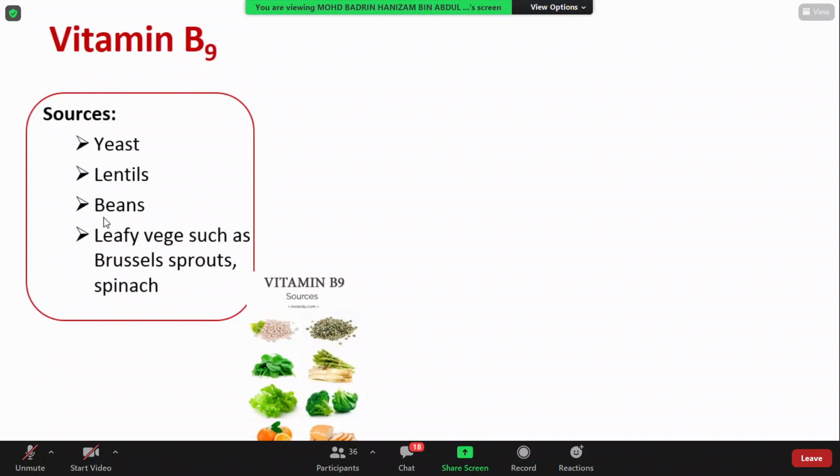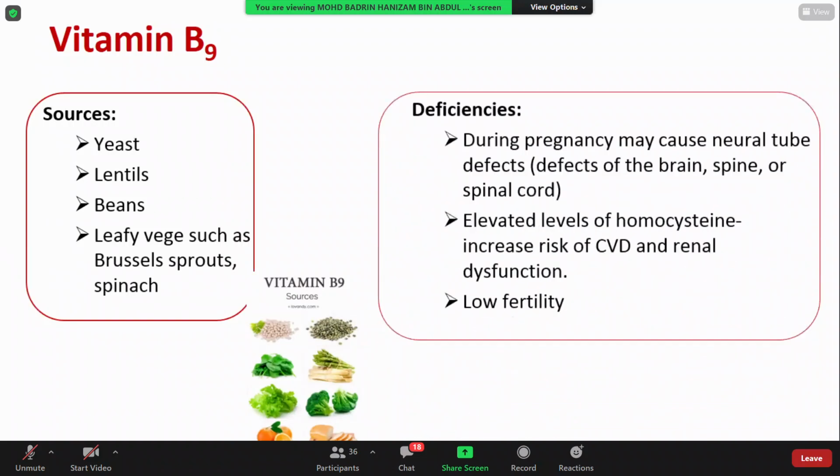So we might as well source vitamin B9 from other types of vegetables, or you can get a vitamin B9 supplement. That's the easiest way to fix our vitamin B9 daily requirement. Deficiency of vitamin B9, folic acid, during pregnancy may cause neural tube defects, which are defects of the brain, spine, or spinal cord.